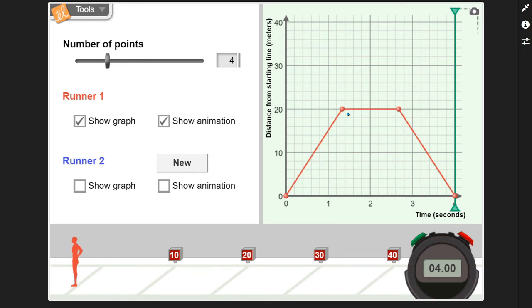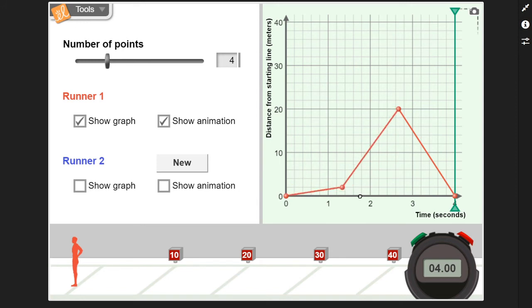They then stopped. How long did they stop for? Looks like not quite 2 seconds. And then they ran back. And that's what the line going downward means, running towards the starting line. They ran back to the starting line. Okay, so the horizontal line reflects that movement has stopped.